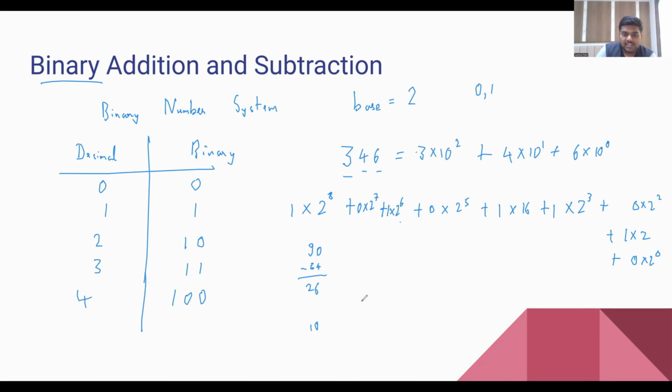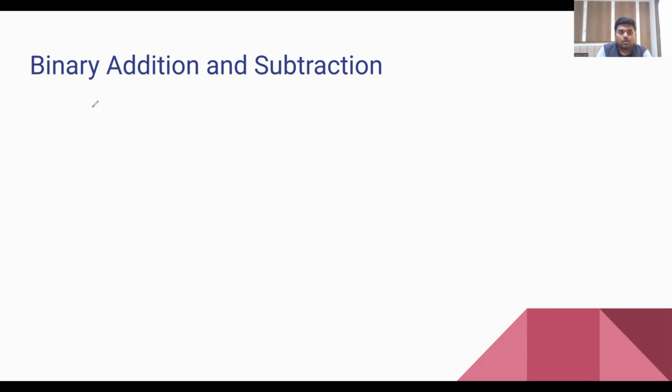So the number essentially is 101011010 in base 2, equal to 346 in base 10. This is how it is written: 346 in base 10 equals 101011010 in base 2. So this is how you can do the decimal to another base conversion. Now we will look at binary addition and subtraction.